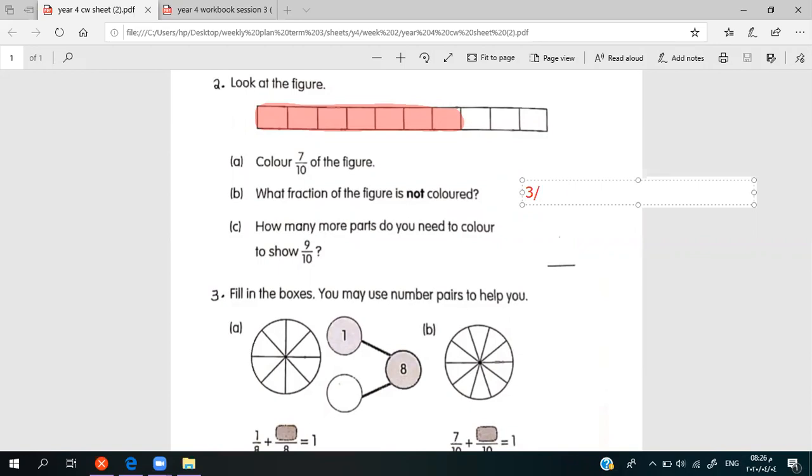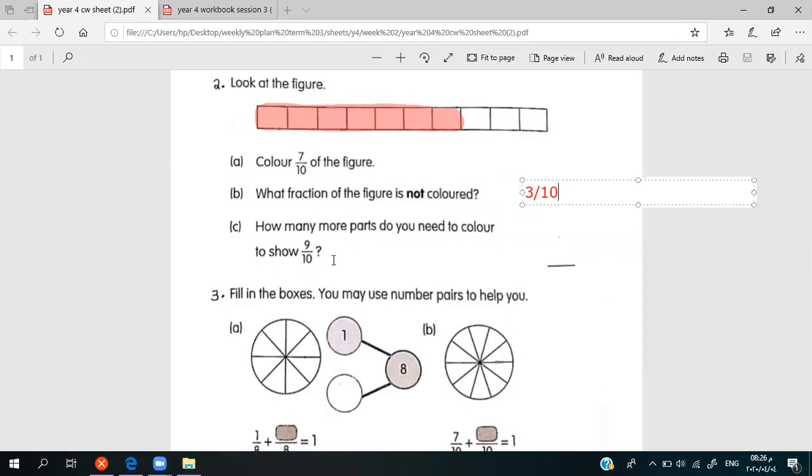Because some people will make a mistake and say 3 from 7. Wrong. I always said that the denominator is the number I divided the shape into. How many blocks in it? 10. So 3 from the 10 are not colored and 7 from the 10 are colored.